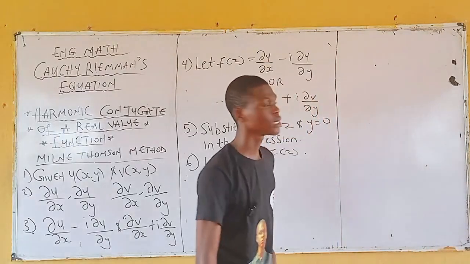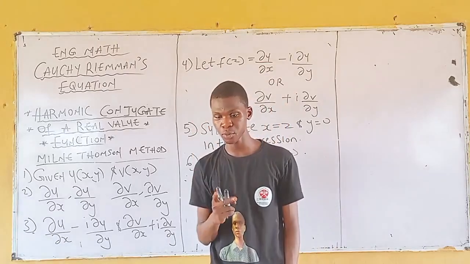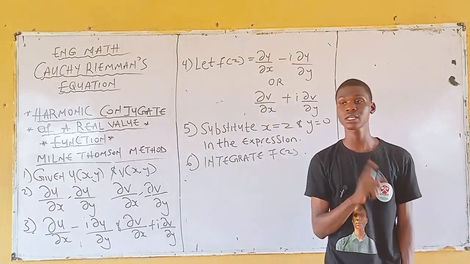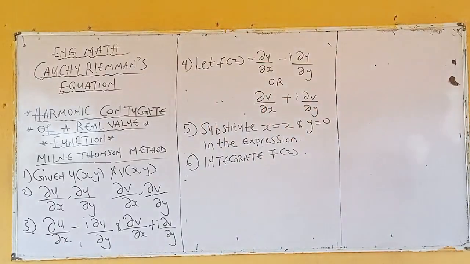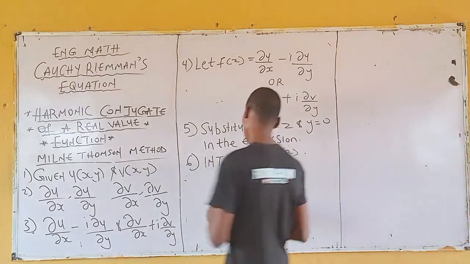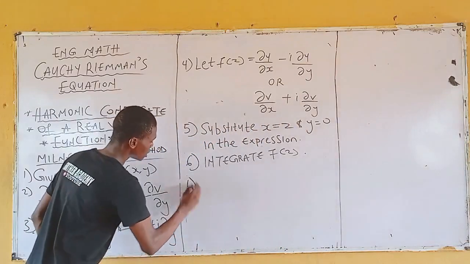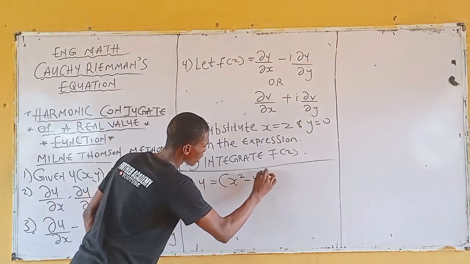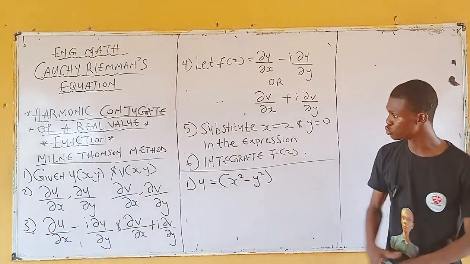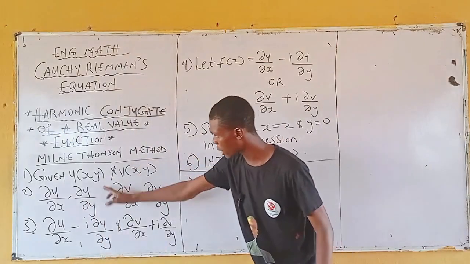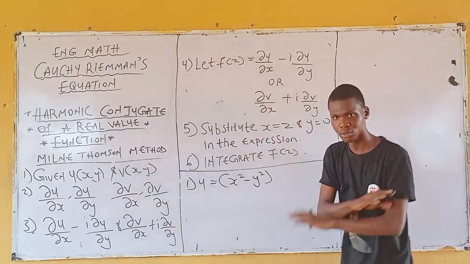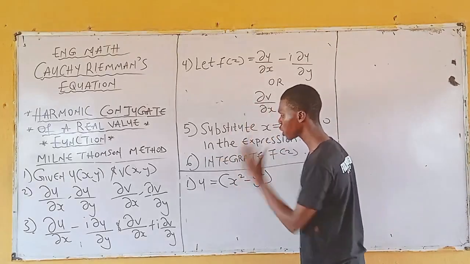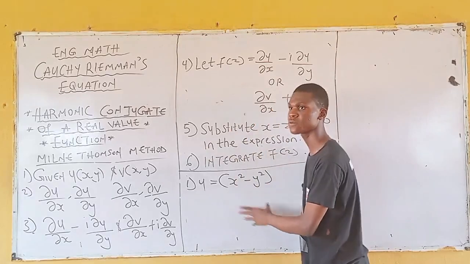Now, we'll take 2 examples for this particular method. Though we are still using the previous example, just to see what we are saying. Now, take down example 1. Example 1 says that given that u is equal to x squared minus y squared. What you just need to do is just follow the steps. This is number 1, number 2, number 3, number 4, number 5, number 6. No stress. I'm just following what I have on the board. Now, given this function, the question says find the harmonic conjugate of this function, right?